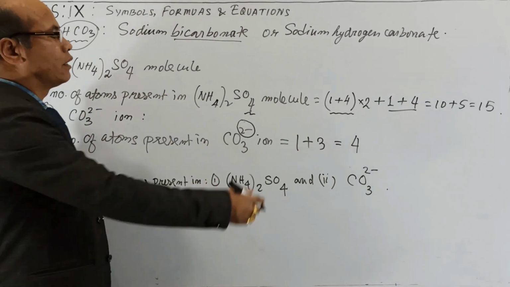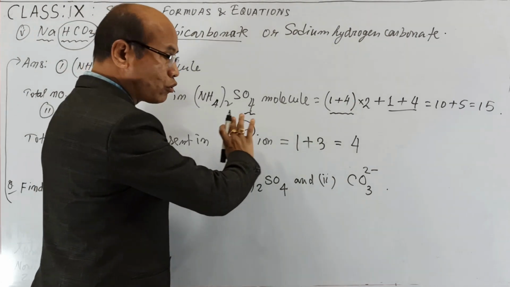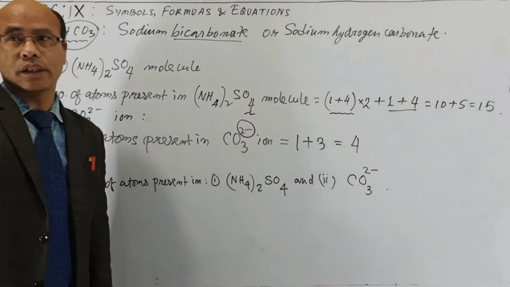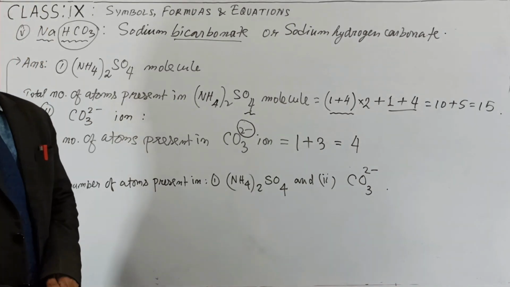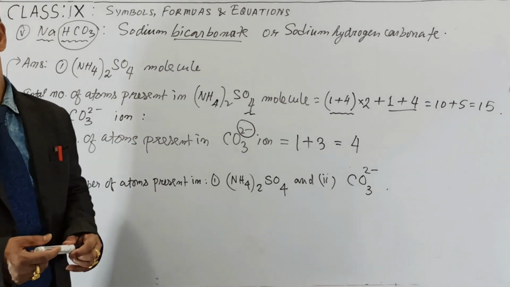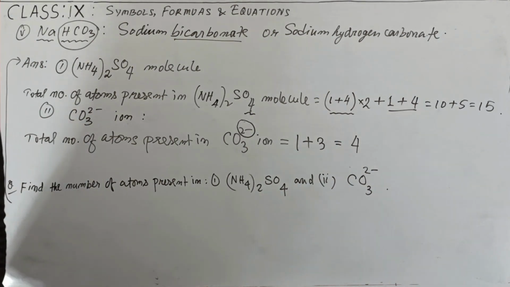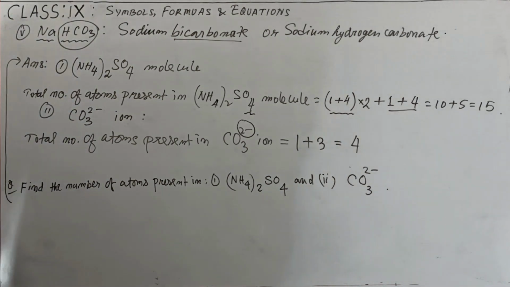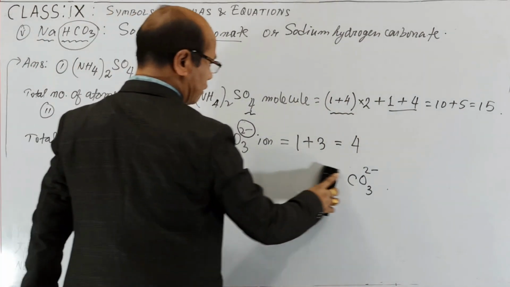And don't forget, this type of numbers and sign has no role to play while calculating the number of atoms present in that particular ion. So like this, we have to calculate the number of atoms present in a molecule or present in an ion in the same manner. So now let us continue our lesson.